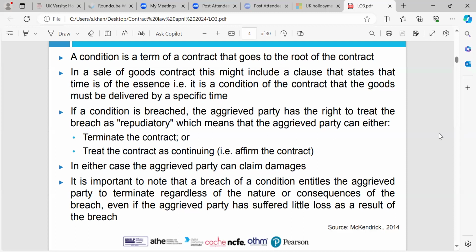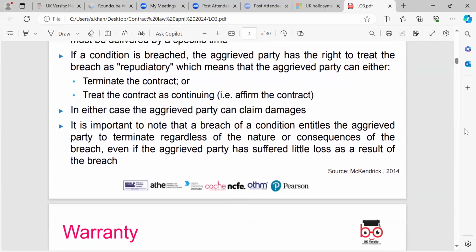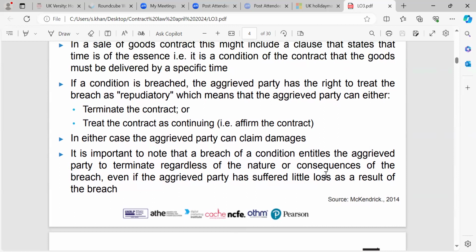It's important to note that a breach of a condition entitles the aggrieved party to terminate the contract regardless of the nature or consequences of the breach, even if the aggrieved party has suffered little loss as a result of the breach. If a condition is breached, the innocent party is required to repudiate, as we mentioned, the claim.